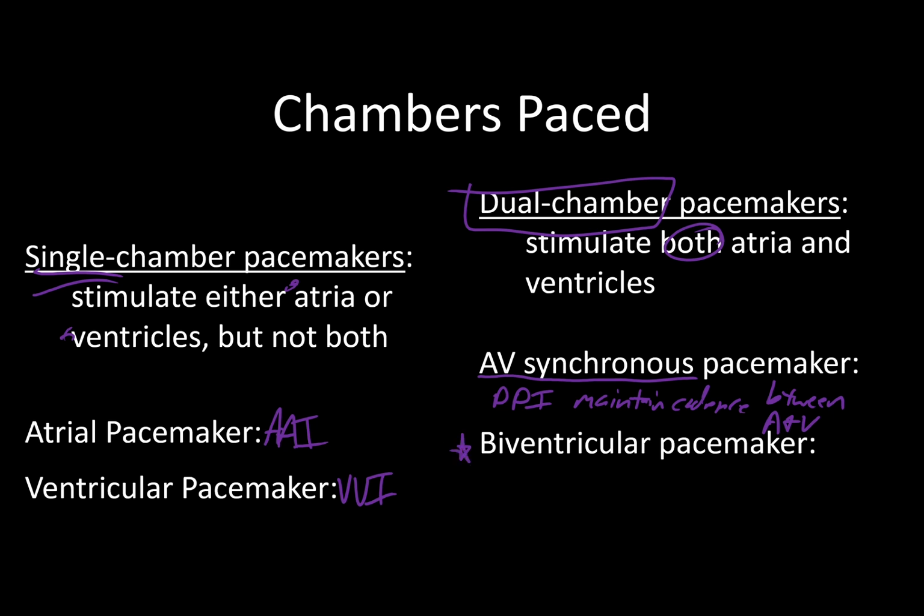Another higher end version would be the biventricular pacemaker, which would be something like DDDR, where it not only paces and senses the atria, but is also capable of pacing the right and left ventricle independently. For the advanced arrhythmia group, we'll go over that in greater detail. To give you a quick preview, it's something called CRT, which stands for cardiac resynchronization therapy. Advanced arrhythmia, we'll dig into that more.